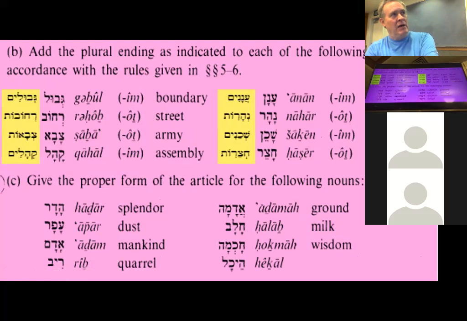That's the word Sabah. Okay, Kahal is assembly, so Kahalim would be the plural. Okay, Anan is a cloud, so Ananim. Okay, Nahar is a river. What's the plural going to be?